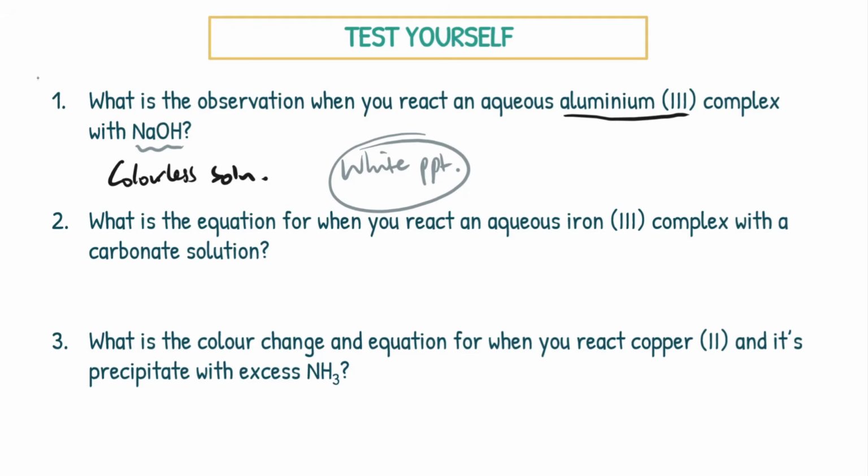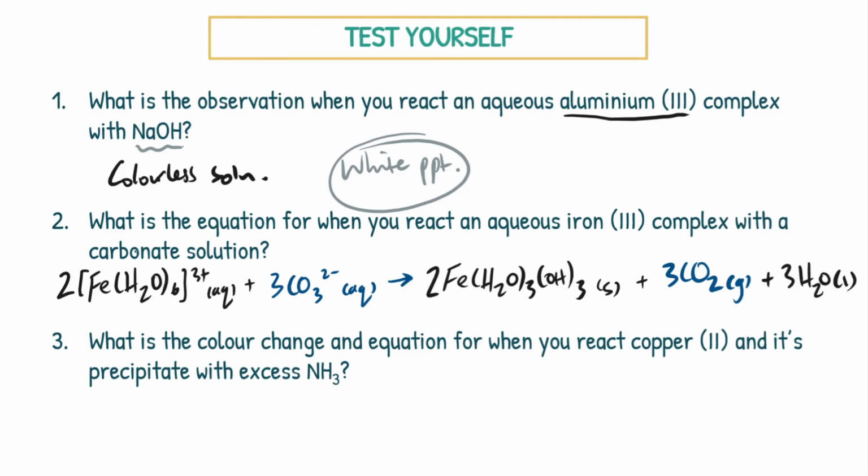All right, question 2, what did you get here? All right, this is our equation here. 2 moles of this hexa-aqua iron 3 plus complex, 3 moles of carbonate ions forms this precipitate right here, 3 moles of carbon dioxide gas, and 3 moles of water. I didn't ask for the observation, just the equation here. Just really keep in mind these moles that pop up. Okay, so 2 moles of the complex, 3 moles of the carbonate, 2 moles of the precipitate, 3 moles of the carbon dioxide, and then 3 moles of water. Okay, try and remember that and you'll be completely fine.